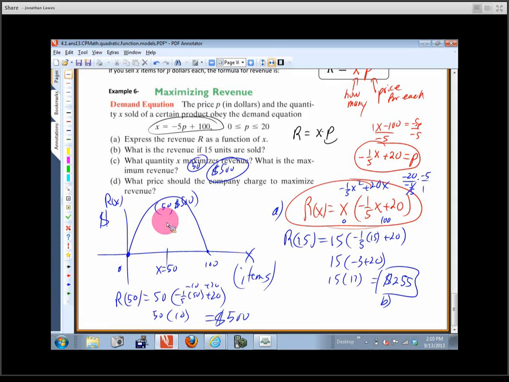Who knows what we need to use in order to figure out what price we're going to charge to sell 50 of them? I've got half a hand from Sherwood. Anybody else? Tori, maybe? Tanner, maybe? Tori, what do you think? What do we do? This is just a guess, but would you plug 50 into the negative 1/5 x plus 20? Awesome. Okay, so we're going to plug it in right here.